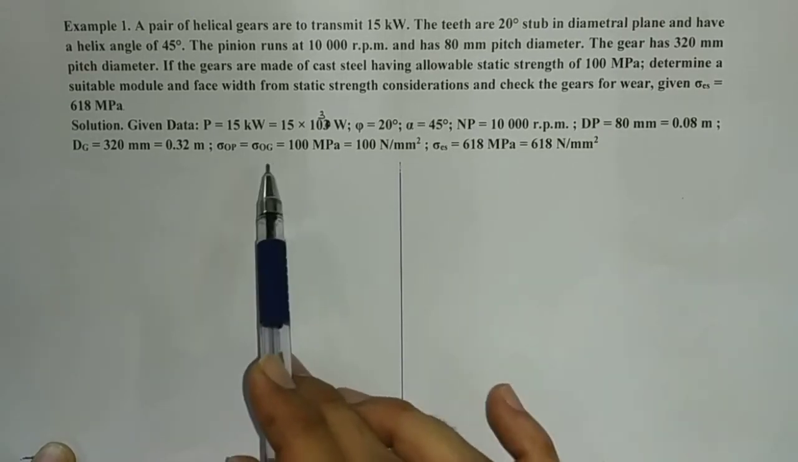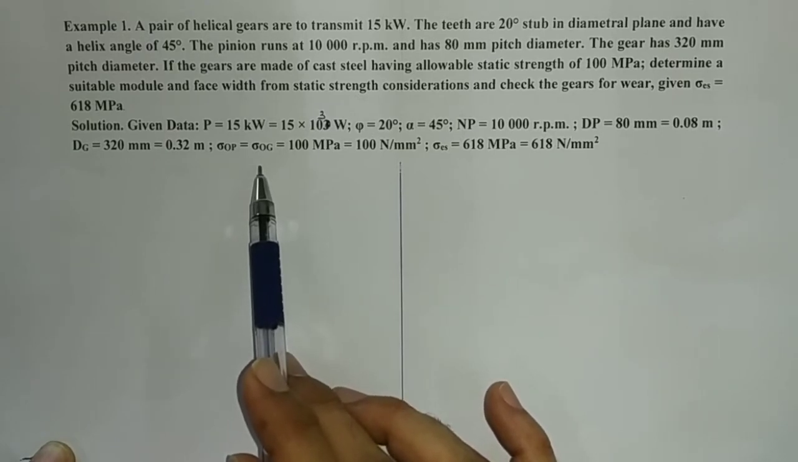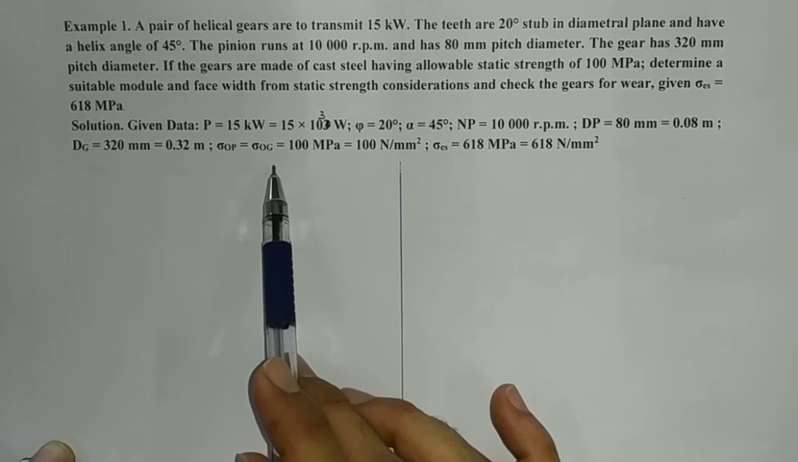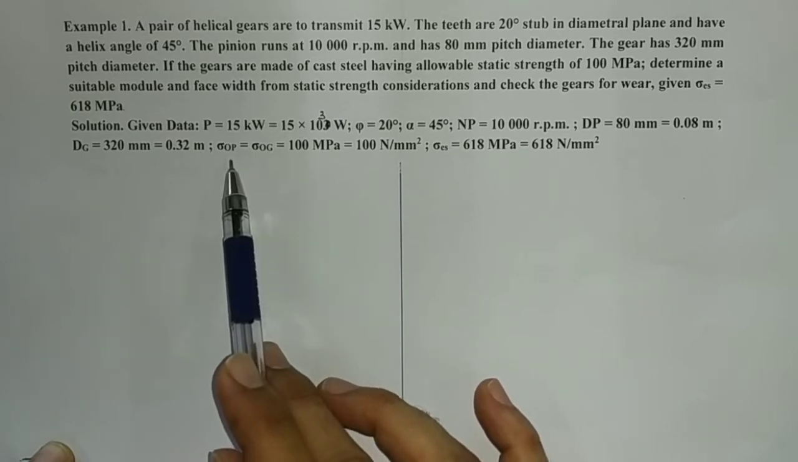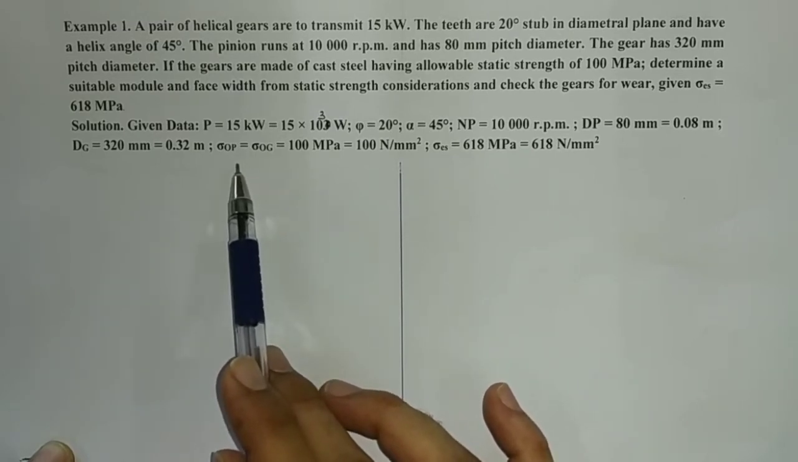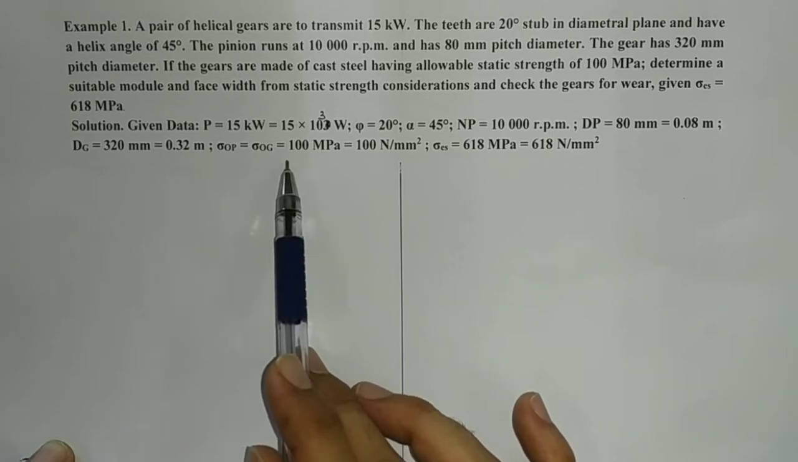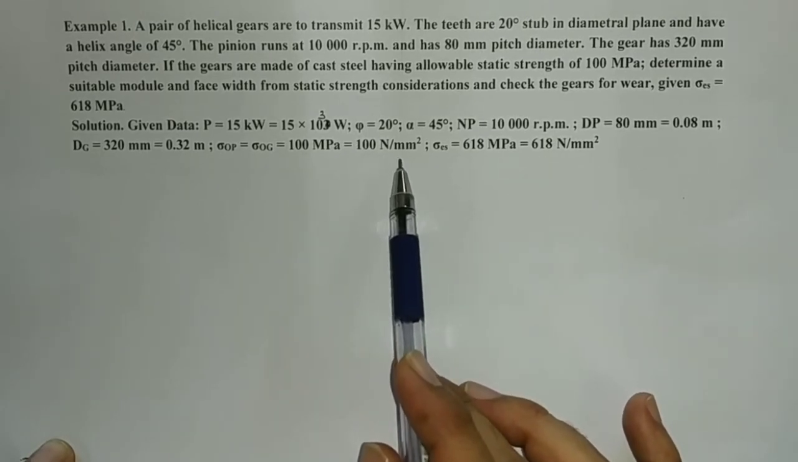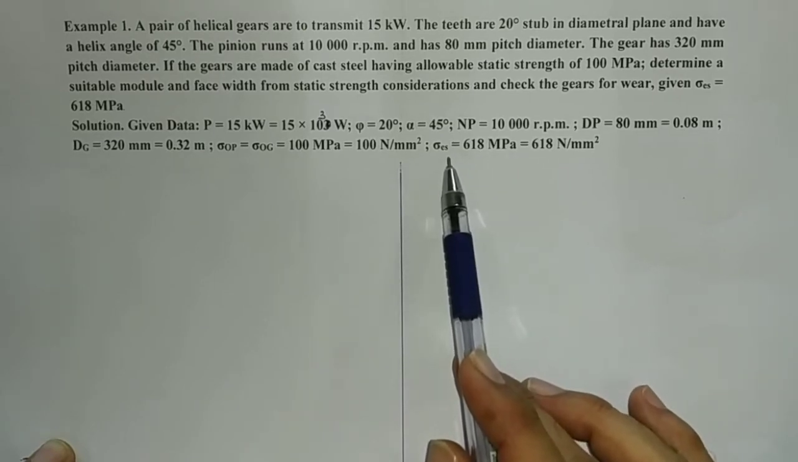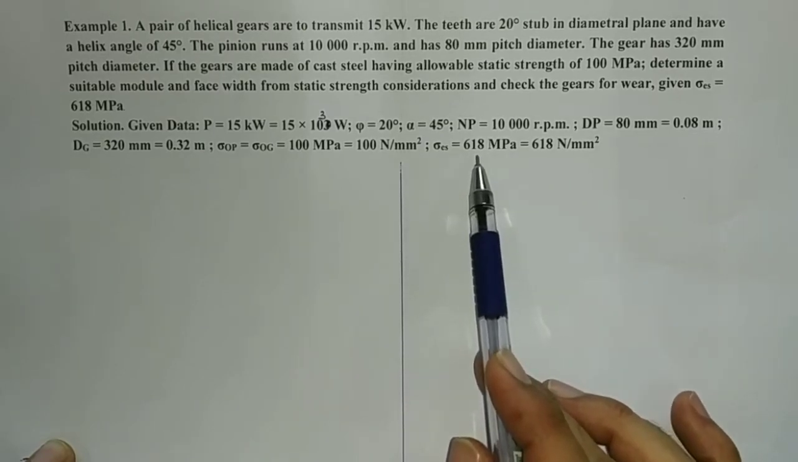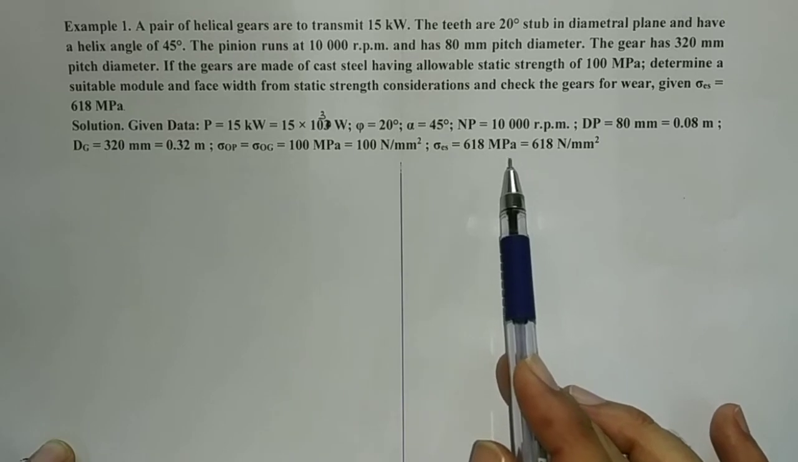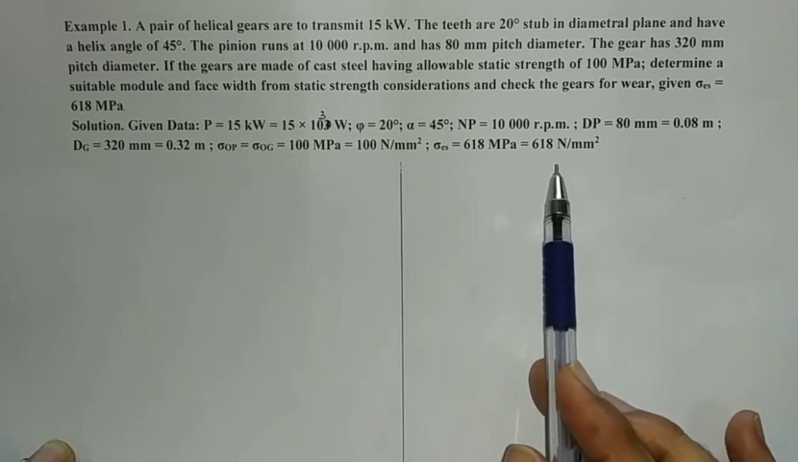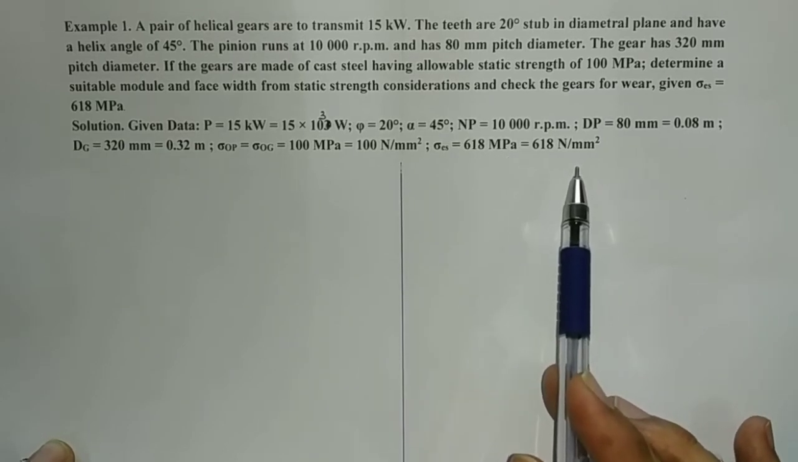Sigma OP and sigma OG: the material for both the pinion and gear are the same. So the static stress for pinion and gear, sigma OP is equal to sigma OG is equal to 100 Newton per mm square, and sigma ES is equal to 618 megapascal, so 618 Newton per mm square.